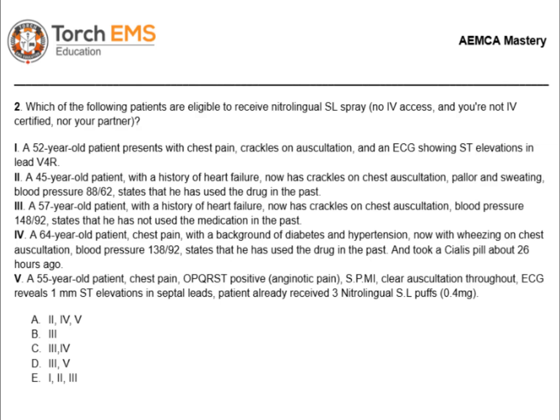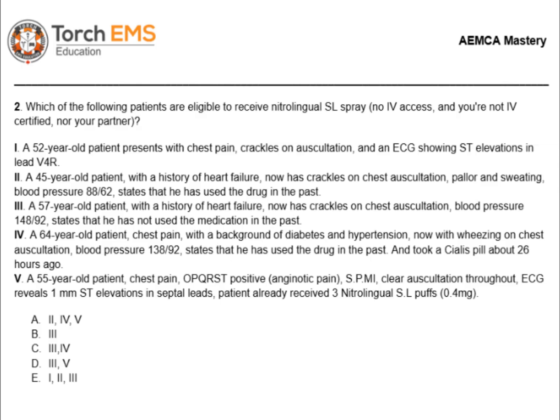in lead V4R. Choice number 2, a 45 years old patient with history of heart failure, now has crackles on chest auscultation, pallor and sweating, blood pressure is 88/62. Stated he has used the drug before. Choice number 3, a 57 years old patient with history of heart failure, now has crackles on auscultation, blood pressure is 148/92, and he stated he has not used the medication in the past.